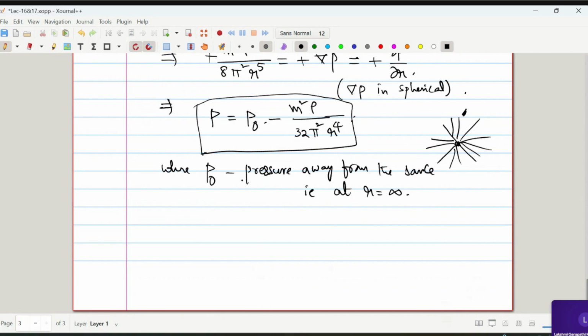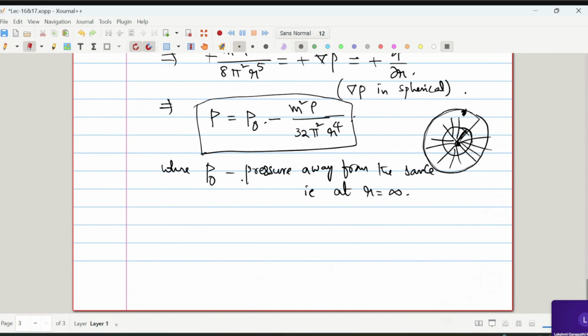What else can you say? Away from the source, for example, here you want to calculate pressure. Initially there will be a lot of pressure here, right? So as you increase R, you fix one R, let us say up to here, in that R you will have some pressure, and that is P naught, whatever P naught at infinity, that is what it is.